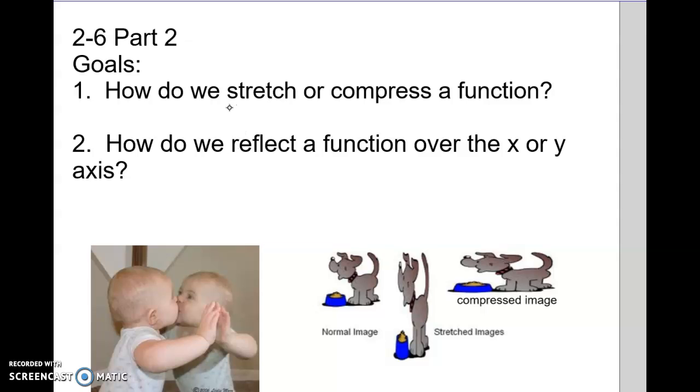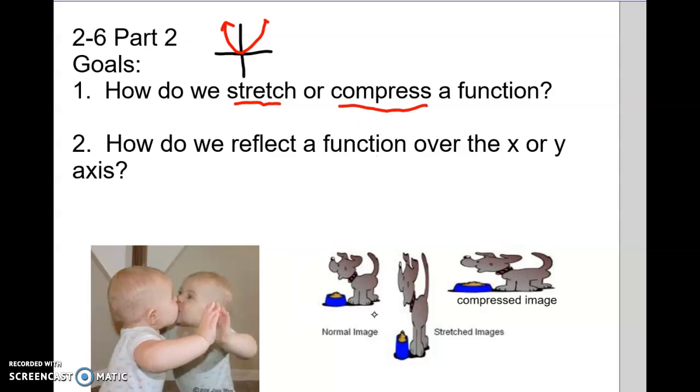All right, welcome to 2.6 part 2. In the previous lesson, we just talked about how to take a graph. Mostly we did the x squared graph, the parabola shape, and just talked about how to shift it up, down, left, right. So we started with this parent function that looked like this, and then shifted it all over the place. Next is a different kind of transformation, as we're going to stretch it out or compress it.